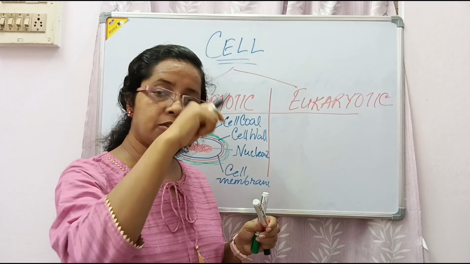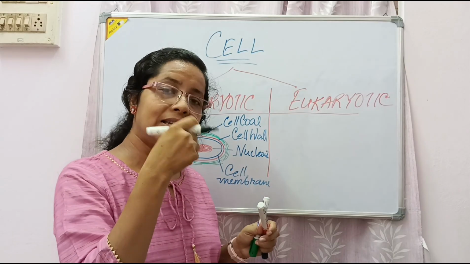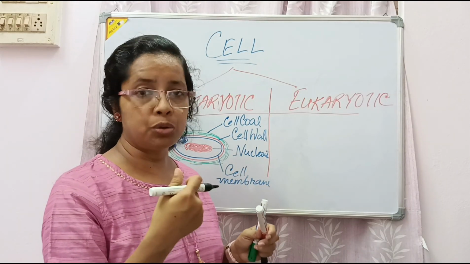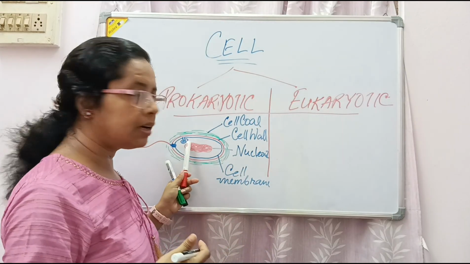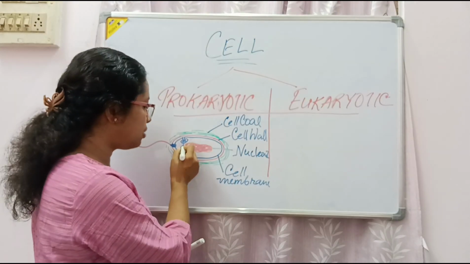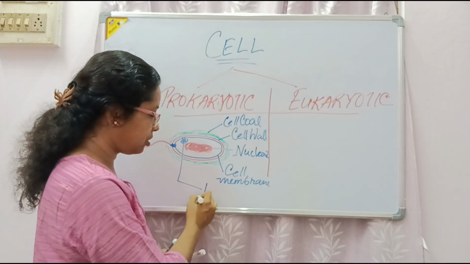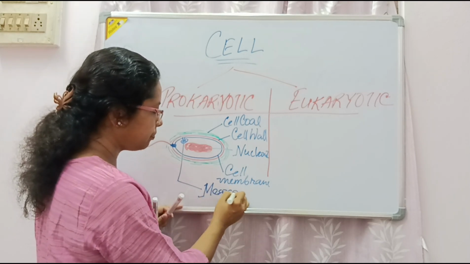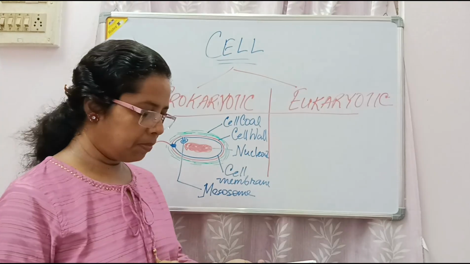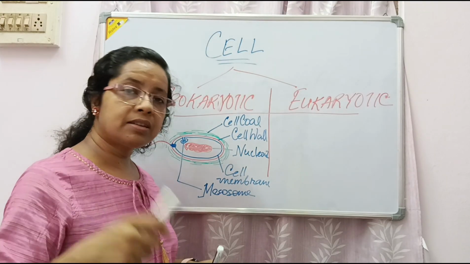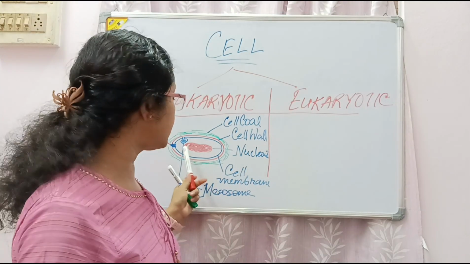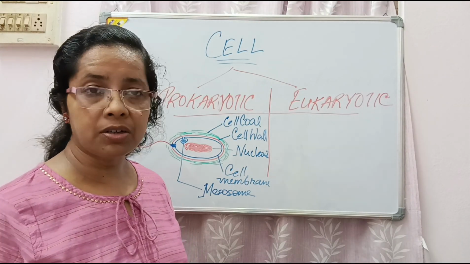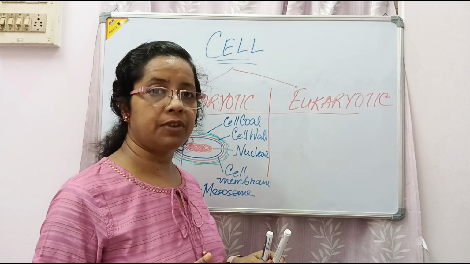Jalebi, when you eat it, has an outer covering and inside you will find a fluid, which is actually sugar syrup. This structure is called the mesosome, which is a respiratory structure. Let me write it down here. Inside the mesosome, just like the sugar syrup inside the jalebi, there are enzymes which carry out the respiratory functions, all the reactions of respiration.